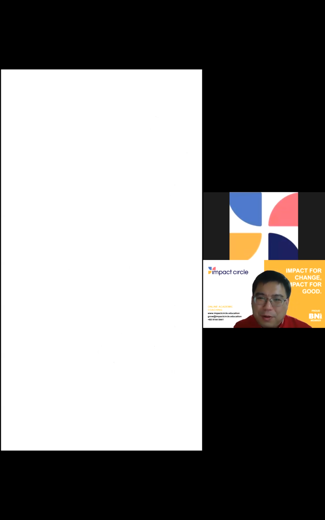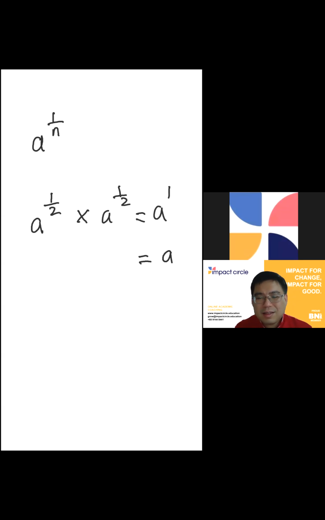Next law, let's explore fractional powers. Let's try a to the power of 1 over n. Let's give a simple example. Let's take n to be equal to 2. This will give us a to the power of half. What happens when you take a to the power of half times a to the power of half? Using the first law of indices, this will give us a to the power of half plus half, which is a to the power of 1. Can you now see what a to the power of half is? We have the same number multiplied by itself, giving you the result of a. This means that each of these blanks has to be the square root of a.